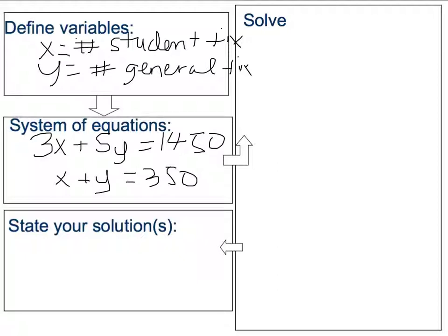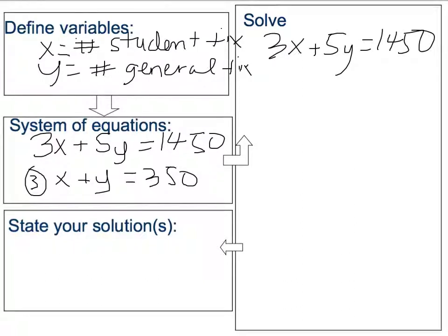I see that I'm going to need to multiply in order to eliminate. Okay, so you could either eliminate the x or the y. I'm going to choose to eliminate the x by multiplying everything in the second one by 3. So the first equation stays the same: 3x plus 5y is equal to 1450. The second one I'm multiplying everything by 3, so 3x plus 3y is equal to 1050.